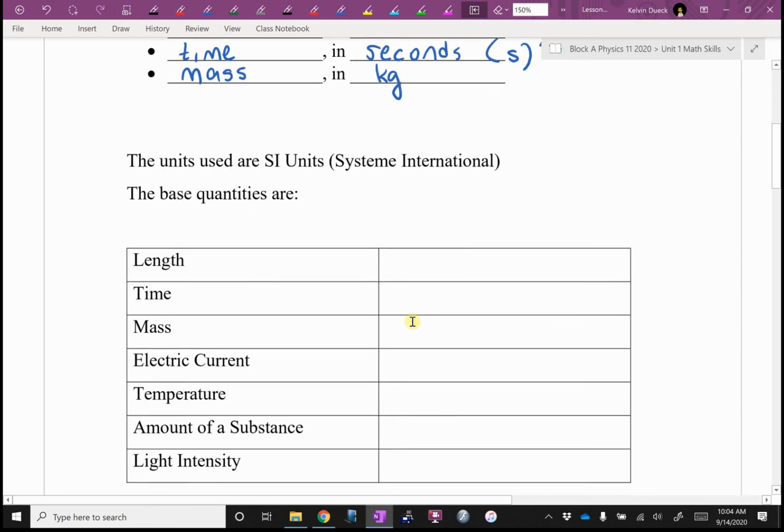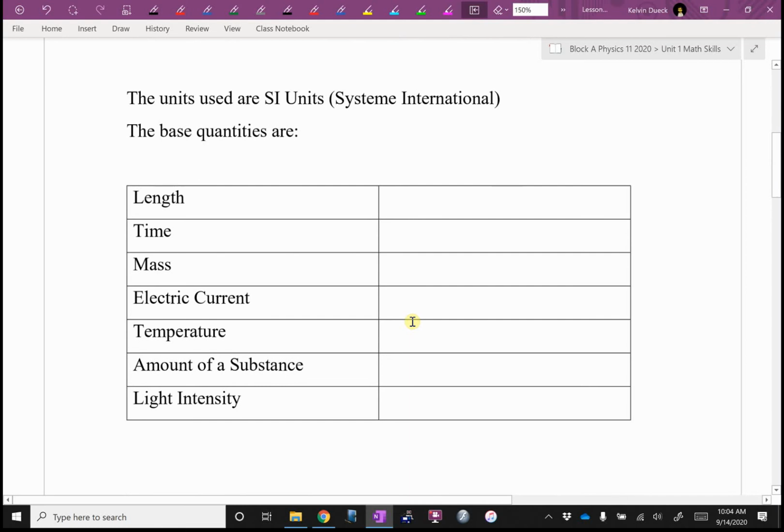In fact, in all of science, there are only 7 units that are defined. The rest are all based on those 7 units. So we already have length, which we said was meters. We already have time, which we said was seconds. And we already have mass, which we said was kilograms.